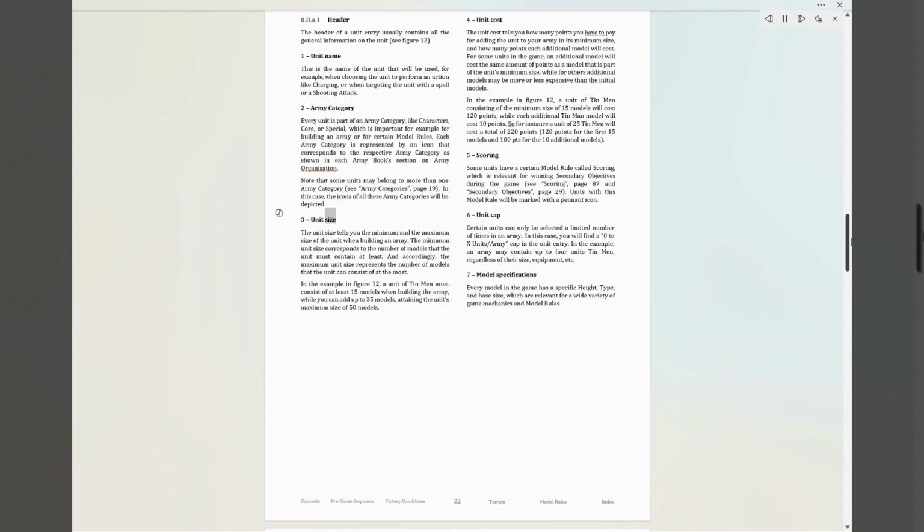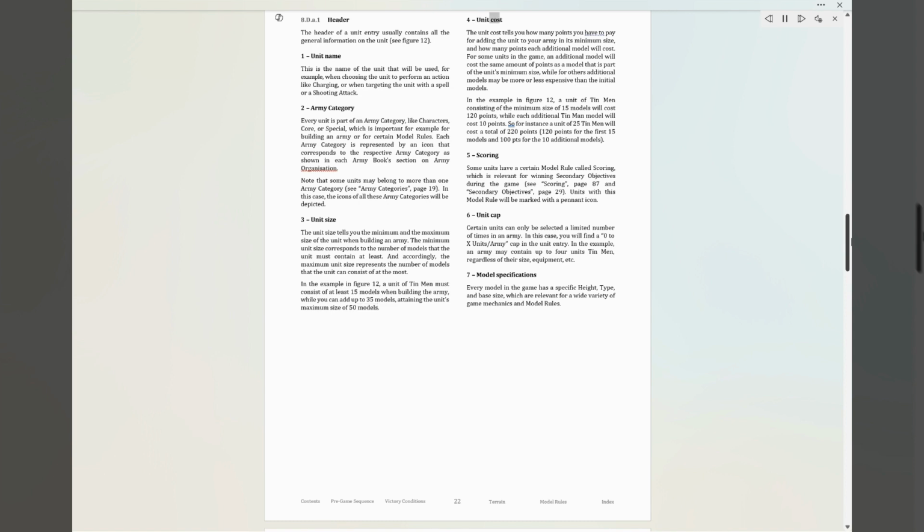Unit size. The unit size tells you the minimum and the maximum size of the unit when building an army. The minimum unit size corresponds to the number of models that the unit must contain at least. And accordingly, the maximum unit size represents the number of models that the unit can consist of at the most. In the example in Figure 12, a unit of 10 men must consist of at least 15 models when building the army, while you can add up to 35 models, attaining the unit's maximum size of 50 models.